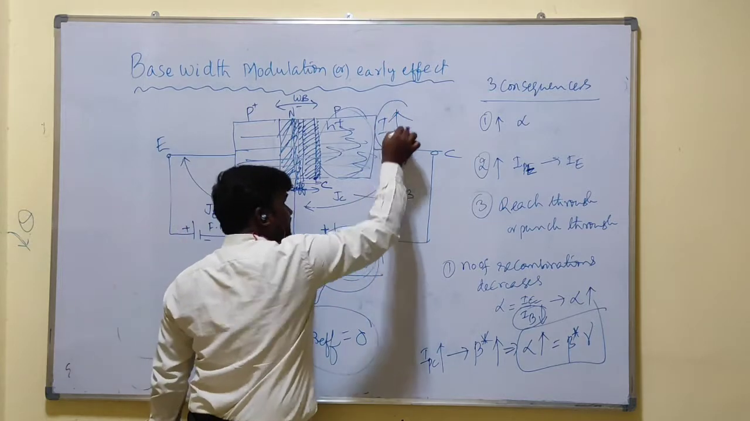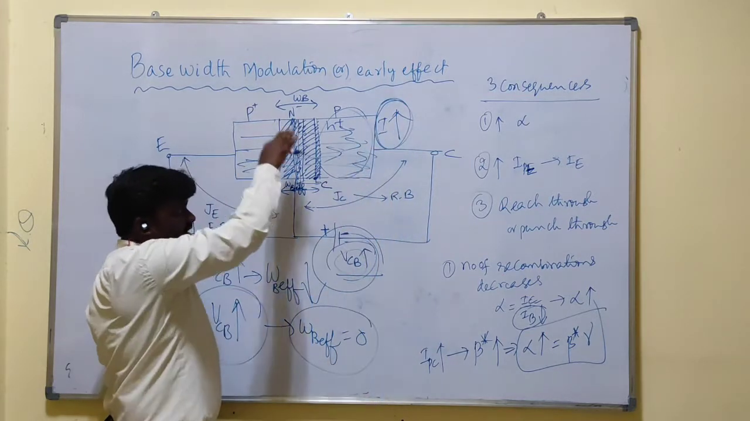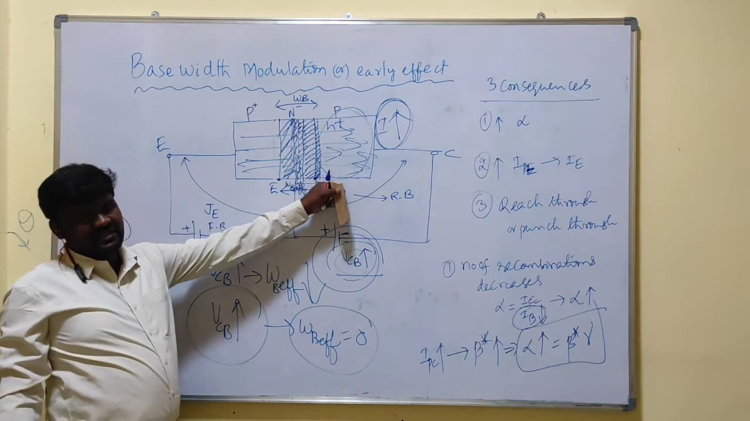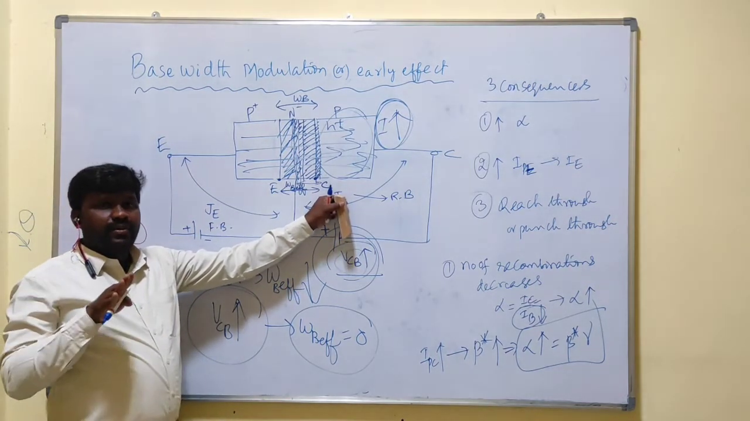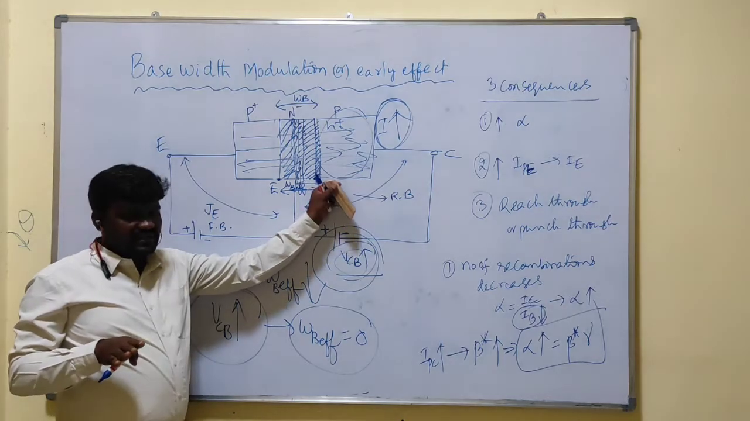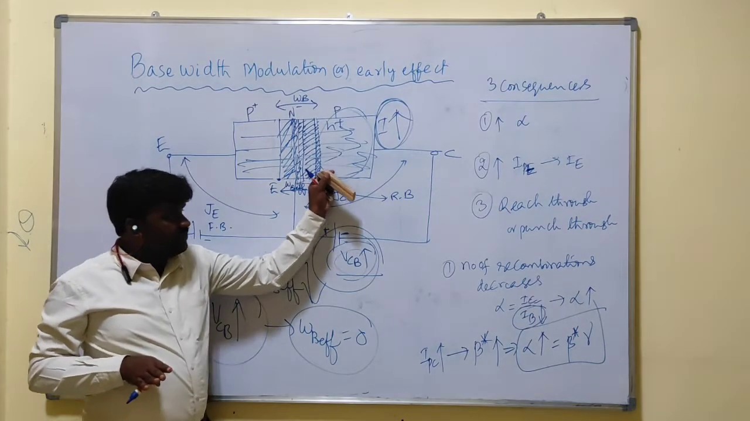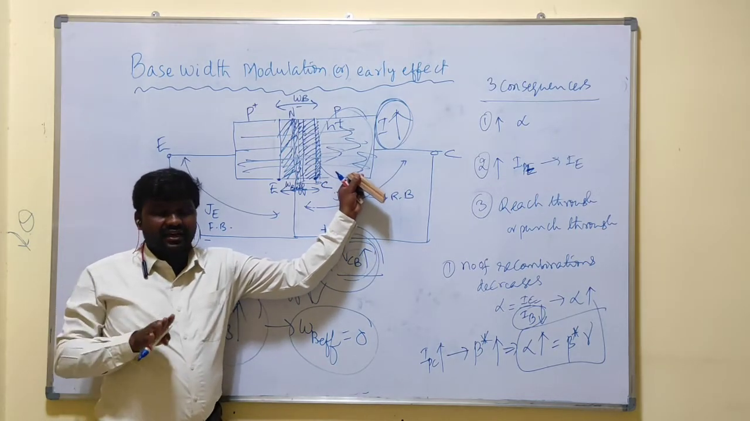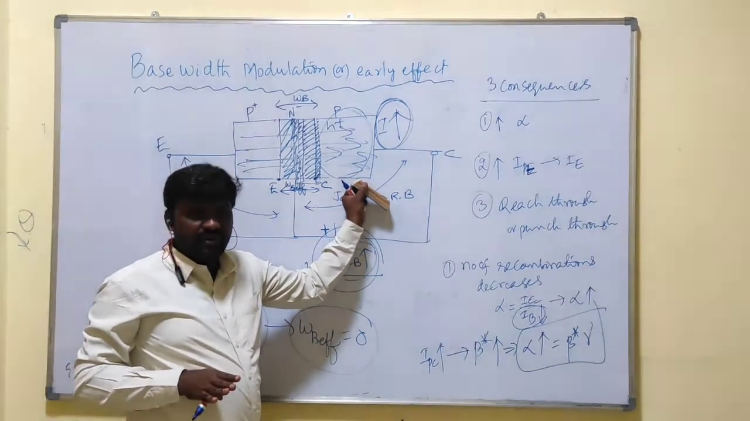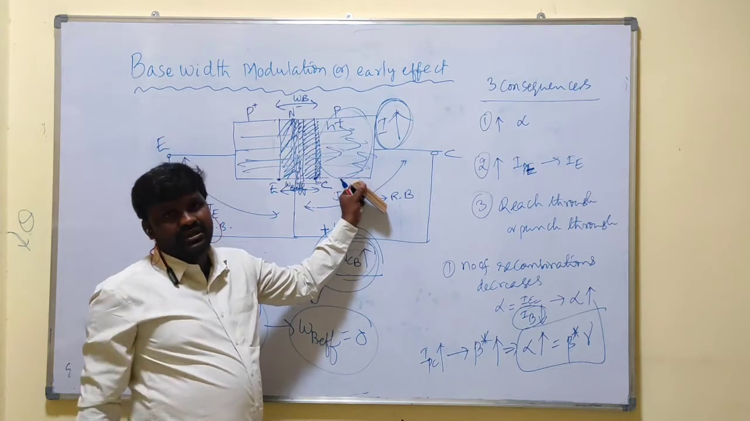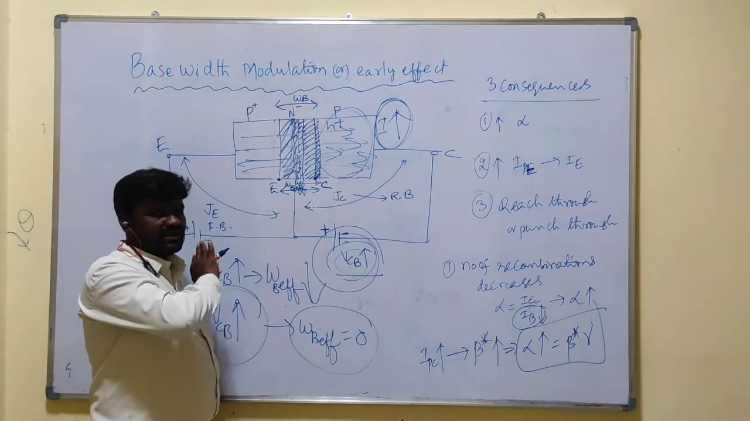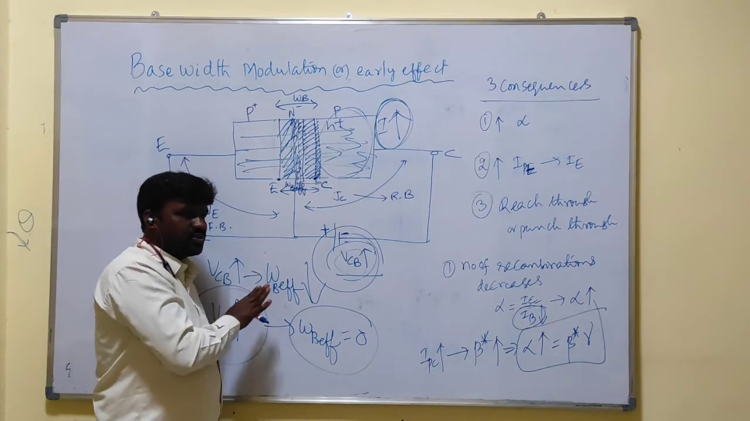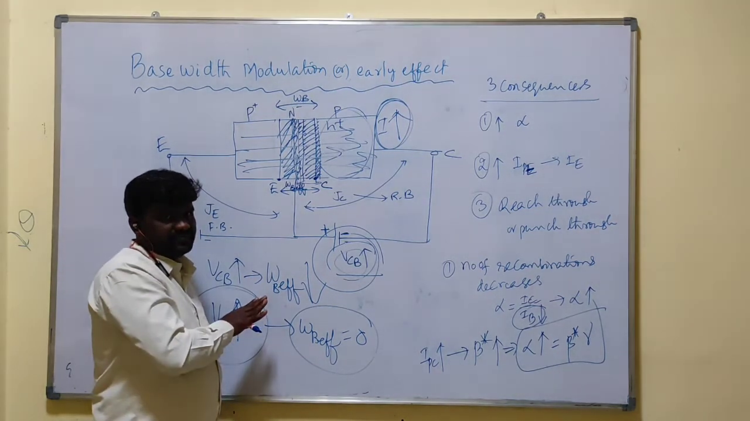As the current in the collector increases, power dissipation in this region increases. This dissipated power may exceed the rating of the transistor. If the dissipated power exceeds the rating of the transistor, it leads to damage of the transistor. So that's why reach through or punch through is an undesirable thing.